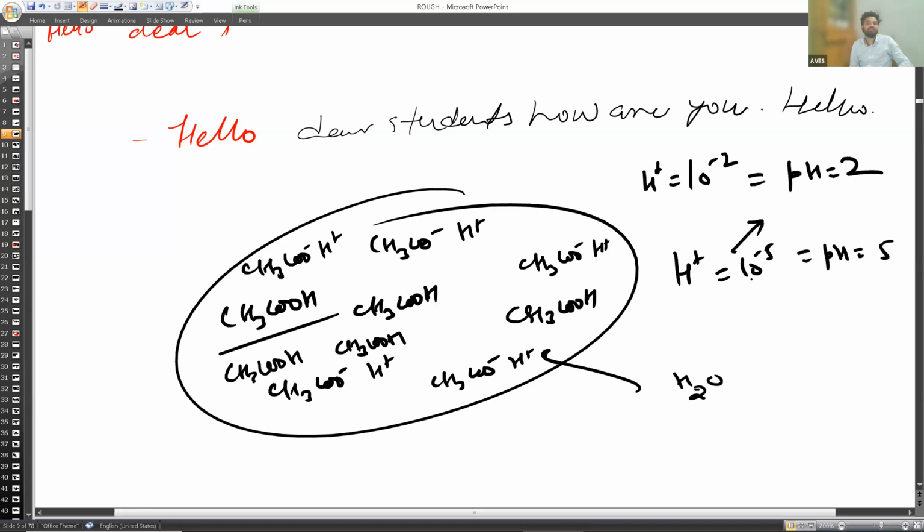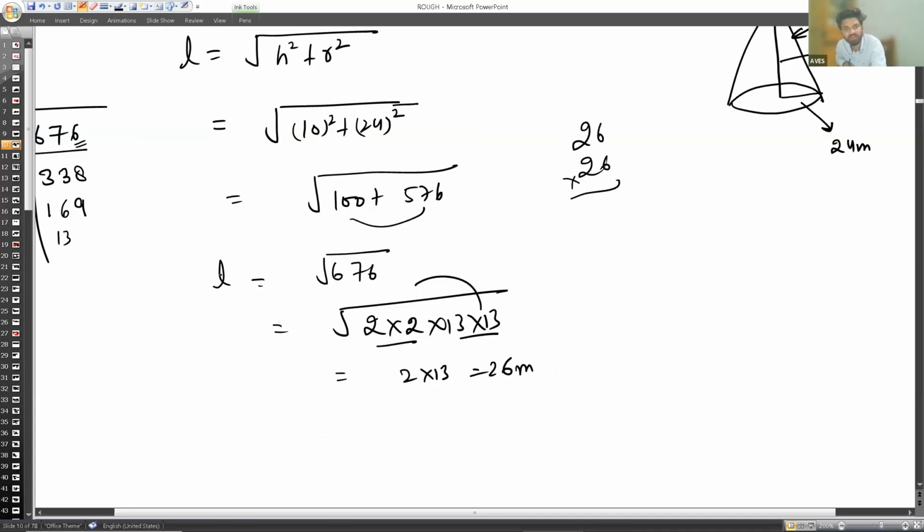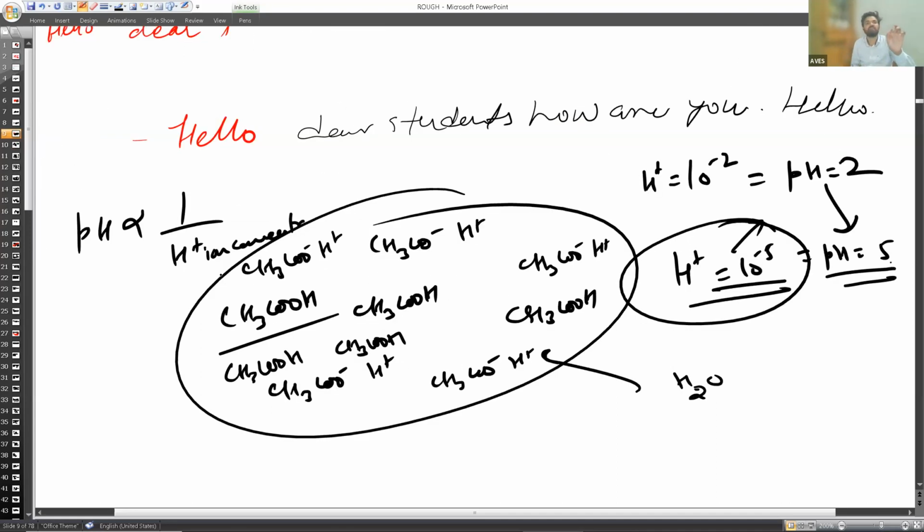If you are decreasing the H plus ions, the pH value will increase. Like you see, 2 to 5 is an increase. If you are going from 2 to 5, then it is an increase in pH. So we can say that pH is inversely proportional to H plus ion concentration. Note it down that pH is inversely proportional to H plus ion concentration. Write it in words also. Put it down.